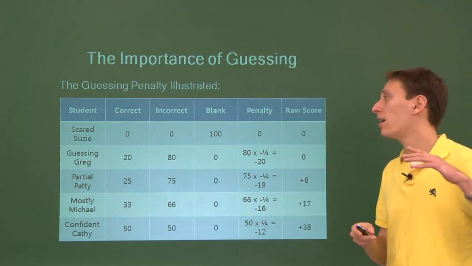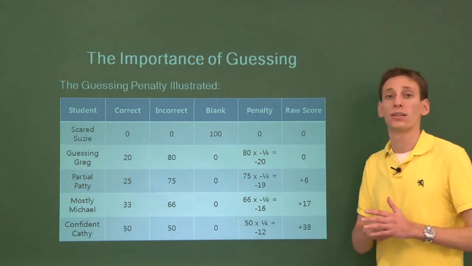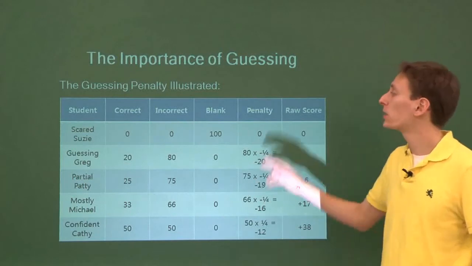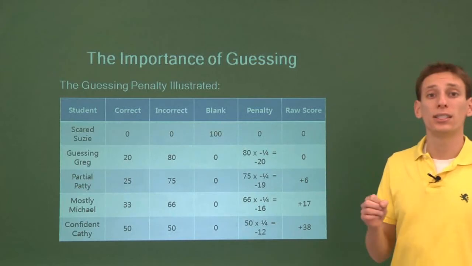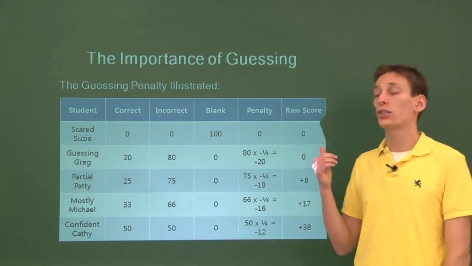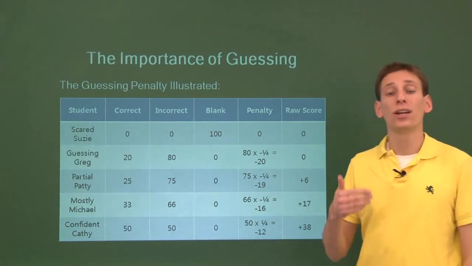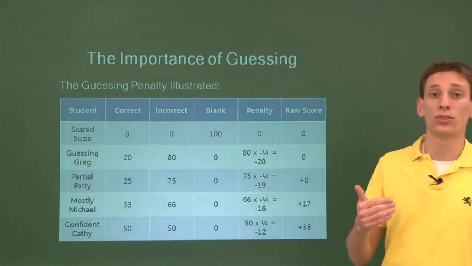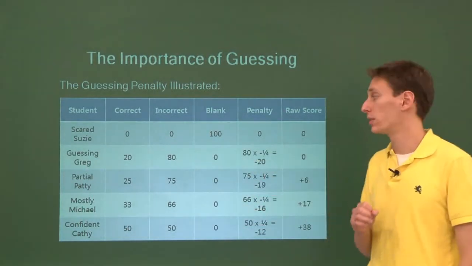She's just terrified of the entire test as a whole, and she leaves 100 questions blank. Say we're talking about 100 questions here, right? She leaves 100 questions blank. What score is she going to get? She's going to get a 0, right? She's going to get a 0 because she didn't get any questions right. And you get a point for getting a question right, and you get 1/4 of a point off for getting a question wrong. So she got none correct, she got none incorrect, so she has a score of 0.